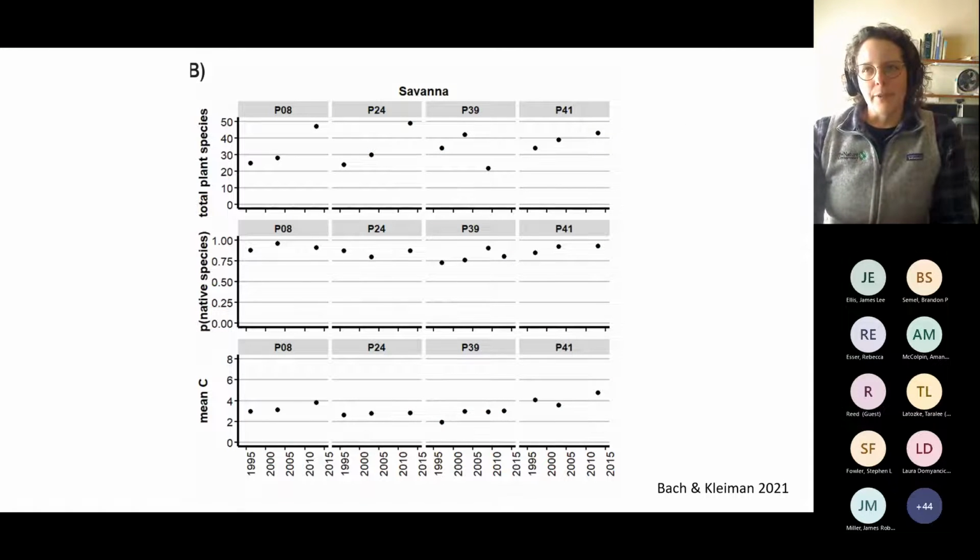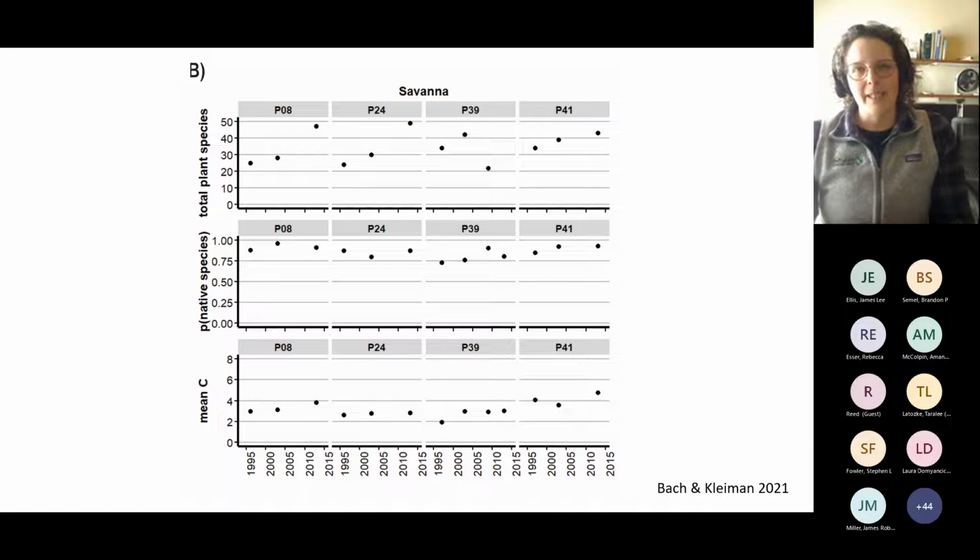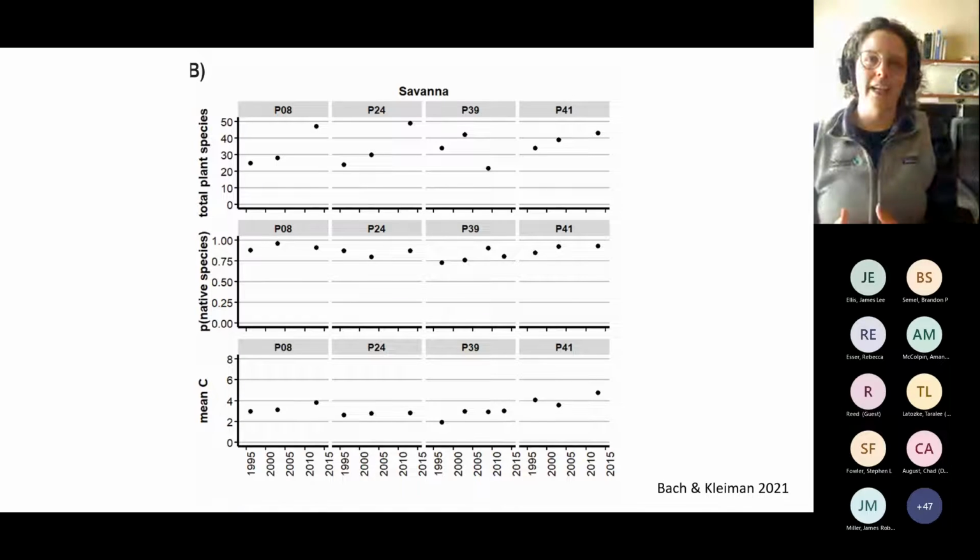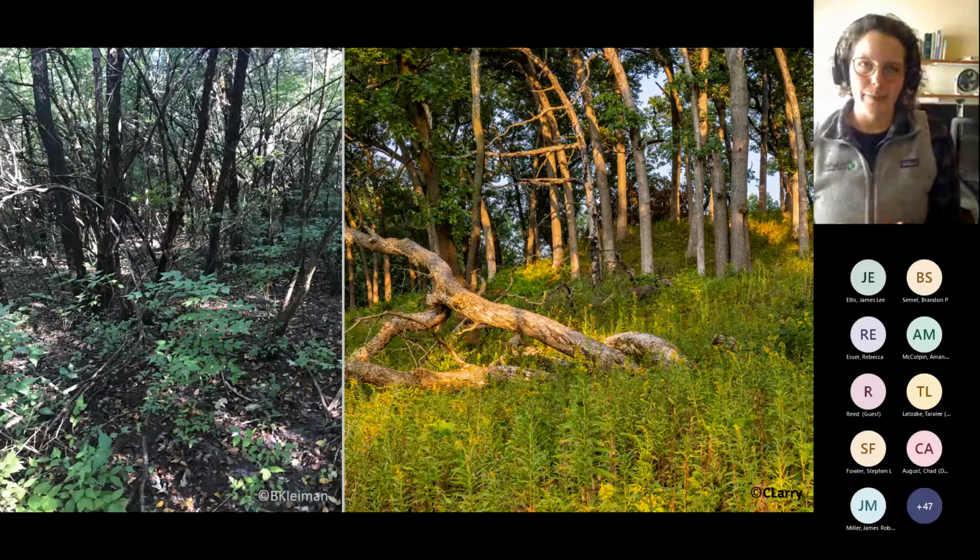When we looked at these metrics of plant diversity, total plant species richness, proportion of native plant species, and mean coefficient of conservatism, we saw no statistical change in these values across any of these savanna habitats. However, from working on the ground, we knew there was a little bit more to the story here. So I dug in and ran what are called indicator species analyses.